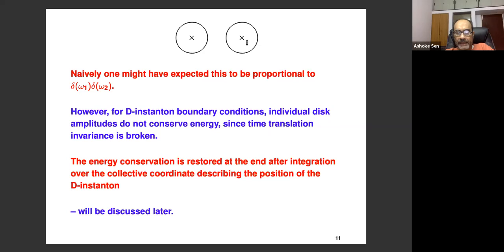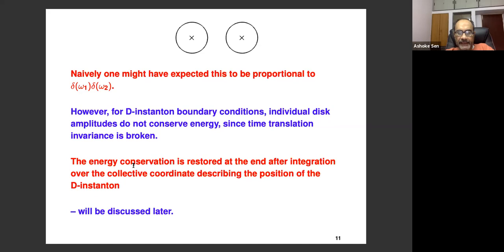So naively, if you look at this amplitude, you might expect that this should have been proportional to the product delta omega 1 times delta omega 2. But the point is that D-instantons have Dirichlet boundary condition on the time coordinate, and the D-instanton boundary condition actually breaks time translation invariance. As a result, individual disk amplitudes do not conserve energy. So there is no delta omega 1, delta omega 2 factor from these individual disk amplitudes.